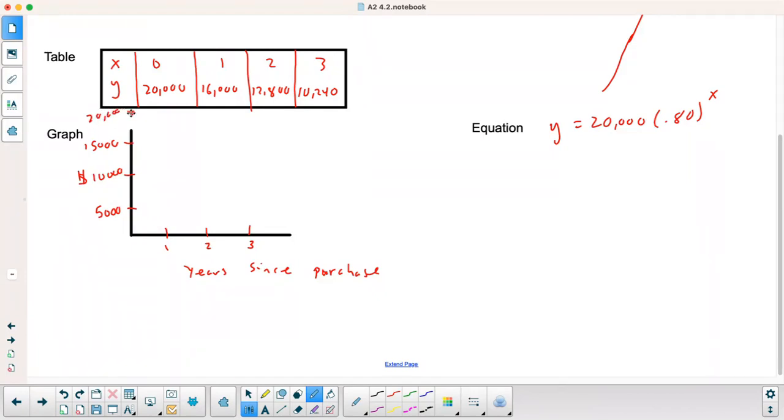So this is your initial value. Year 1 is at like 16. Year 2 is at 12.8. And year 3 is at 10. So it almost looks like a straight line, but you should know that it's going to curve eventually. All right, so it should look a little bit more banana shaped there.